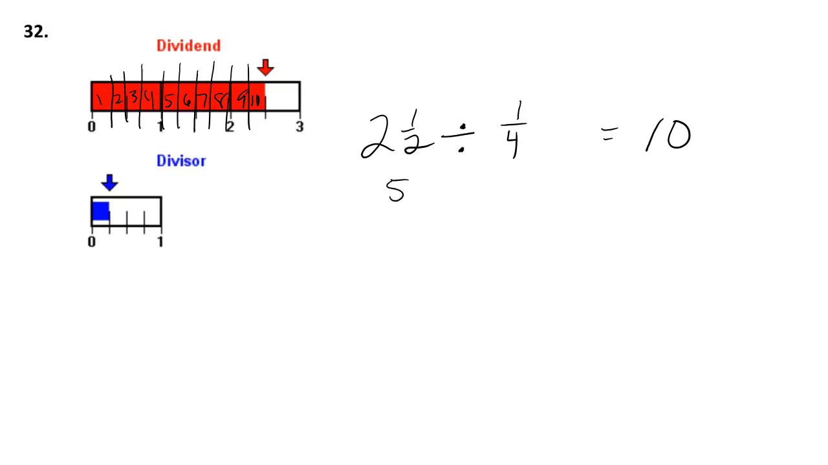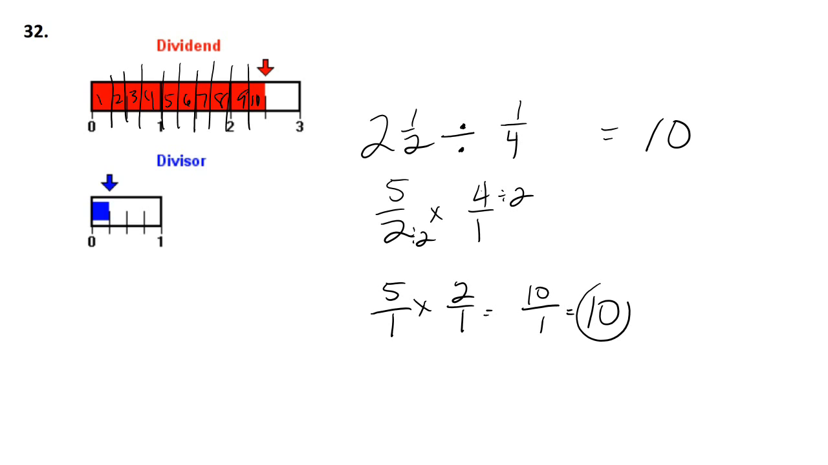So we have 5/2 times 4/1. We could cross simplify to make our life easier. So we have 5/1 times 2/1, which is equal to 10/1. So we know that the answer for our model checks out with the steps.